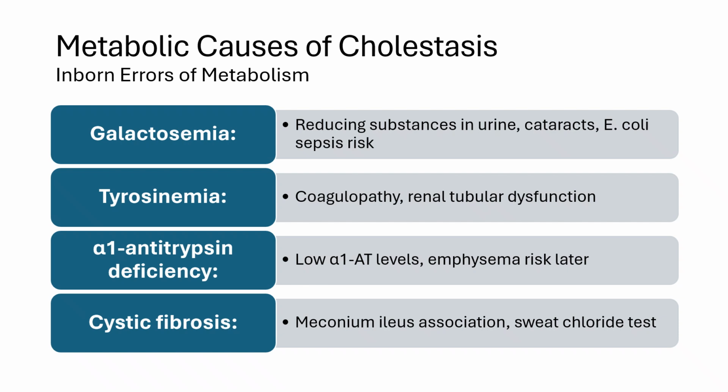The presence of reducing substances in urine after milk feeding provides a rapid screening clue. Early diagnosis prevents irreversible liver damage and intellectual disability. Treatment simply requires eliminating galactose from the diet.